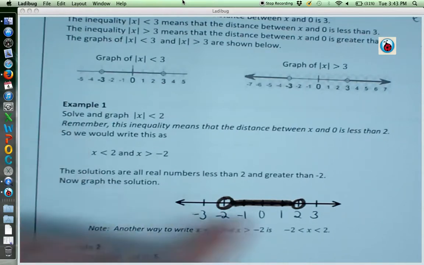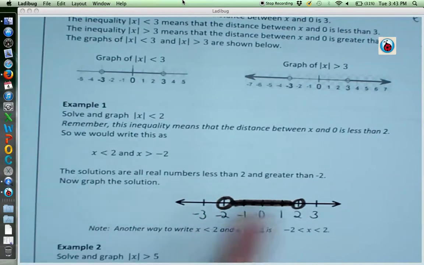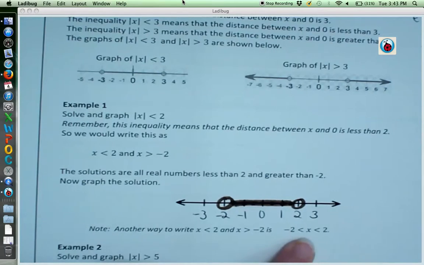Because we're describing numbers that are in between -2 and +2, remember another way that we could write that is with x in between those two numbers, so -2 is less than x is less than 2. That's another possible way that we could write our answer.